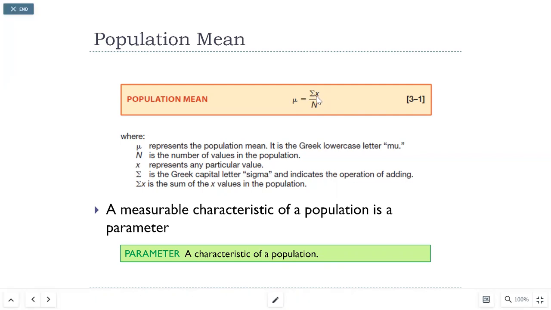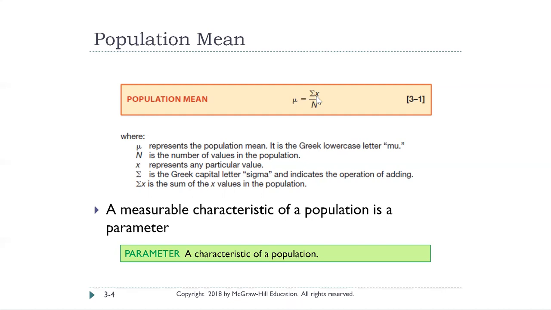And X is your data, right? So if you have ages, you're going to add up all the ages. That's what sigma X is telling you. And then divide by N. So capital N is your population size. This is an important distinction because later we'll use lowercase n. But mu is the population mean. Sigma X is the sum of all the X's. And capital N is the population size.